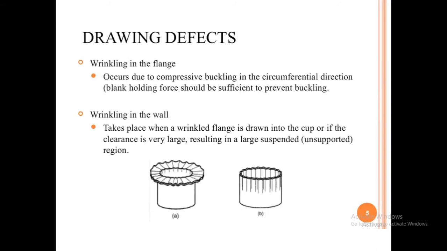Okay, or the wrinkling of the wall is also due to the clearance being very large, meaning the clearance between die and punch is very large, then also wrinkling of the wall occurs. And as we discussed, if the blank holder pressure is very less, then wrinkling of the flange will occur.